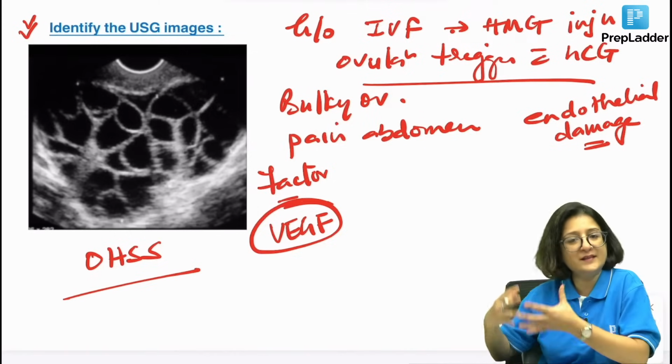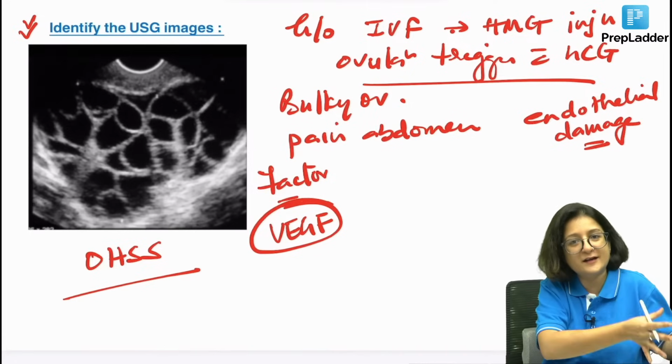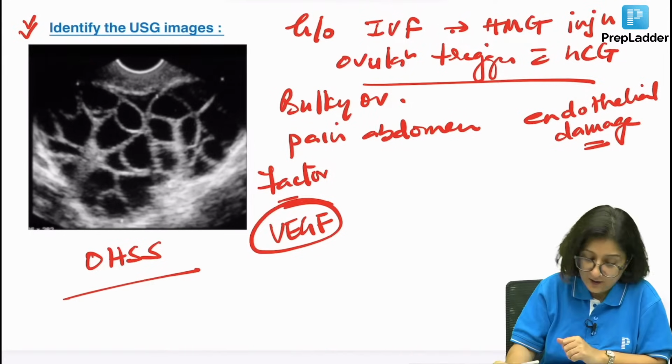Then you can tell me that it is a theca lutein cyst because you're analyzing the image in context of the clinical profile of the patient. Isn't it? Right. All right.